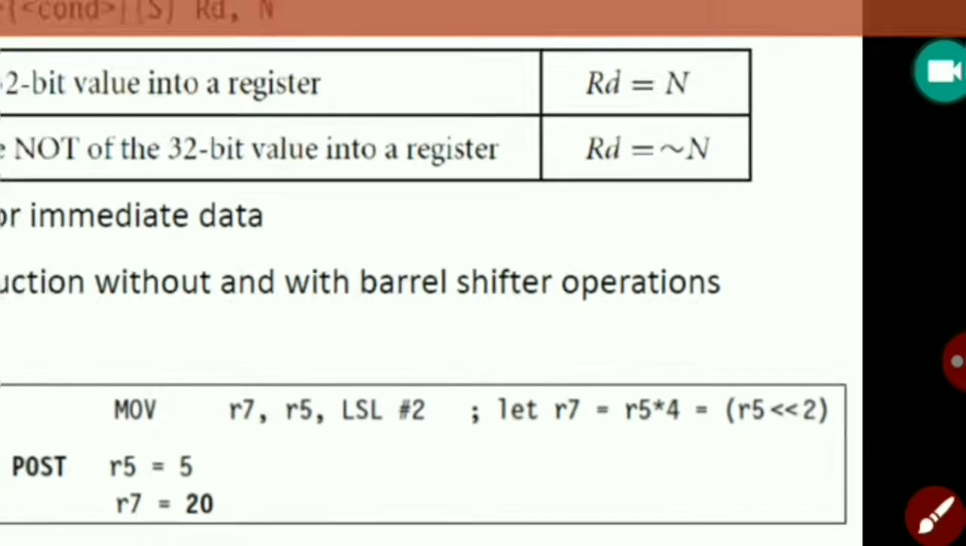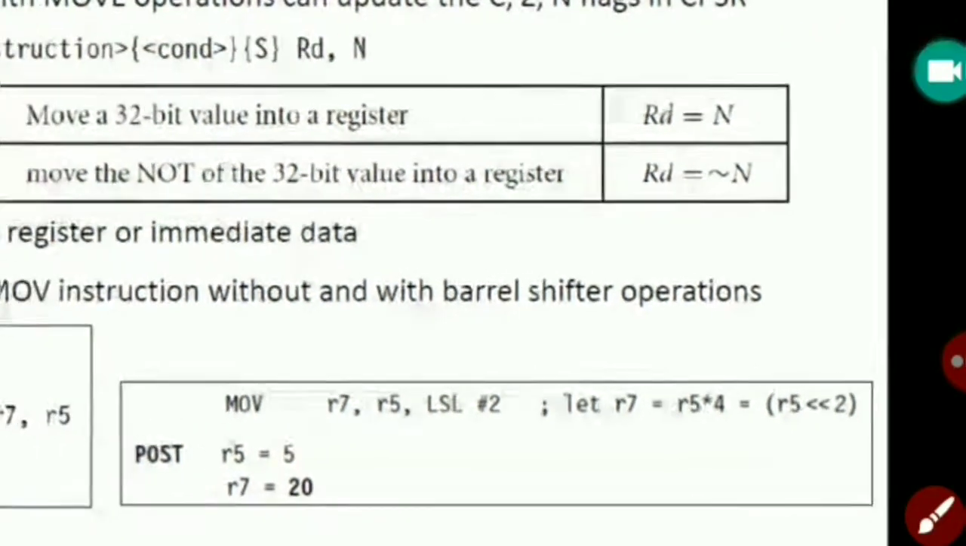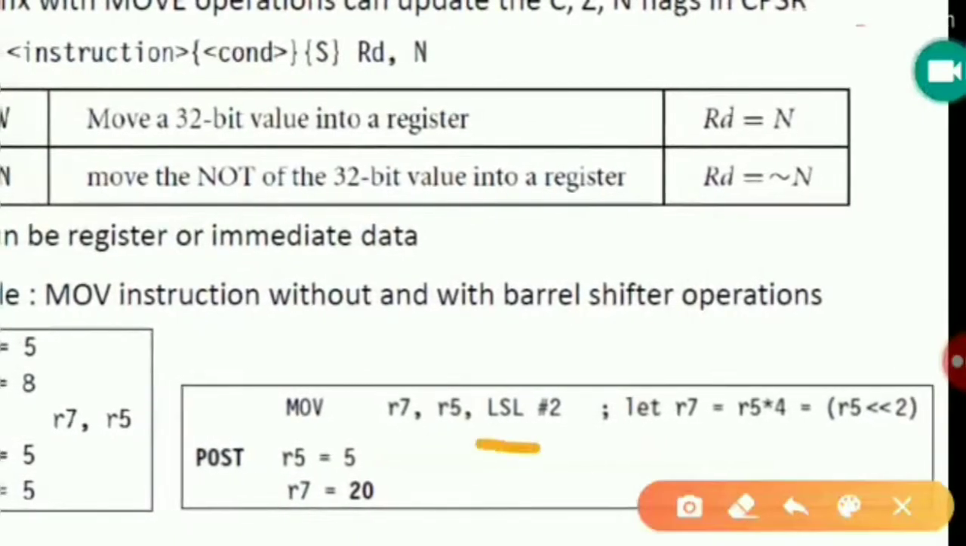So this is one more example for move instruction using the logical left shift. It is not always logical left shift; it can be any operation: left shift, right shift, rotate, right rotate, left rotate. See how, here R5 is logically left shifted 2 times and the result is stored in the R7 register. So R7 is 20. Just try to work out how we get 20 after performing the logical left shift operation on the value 5.